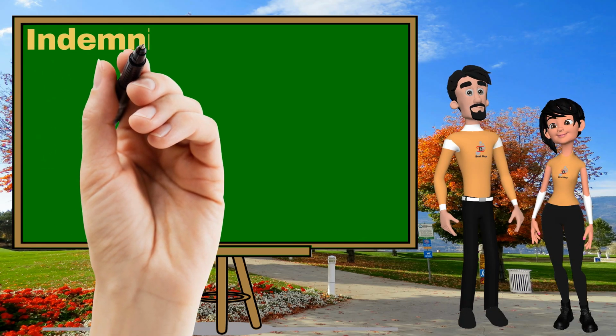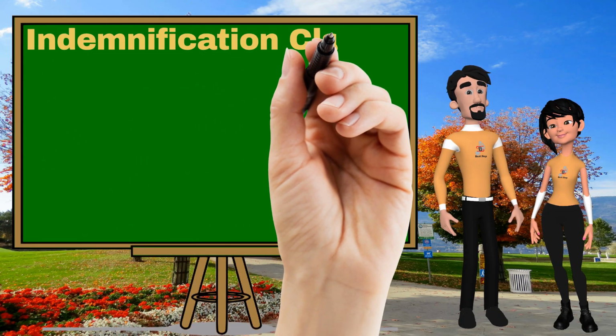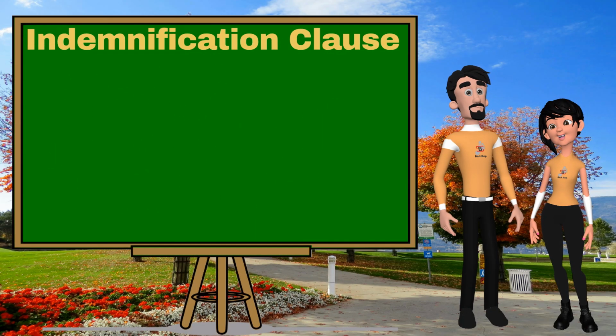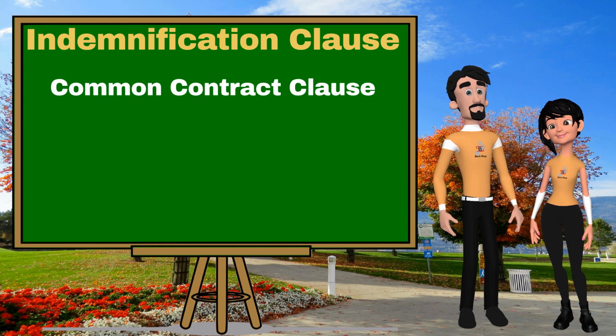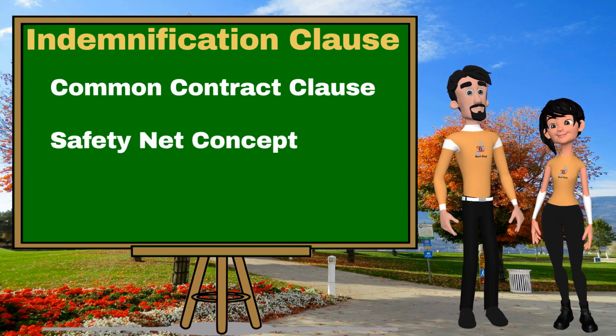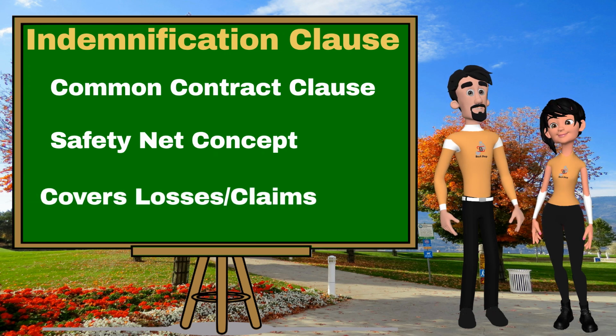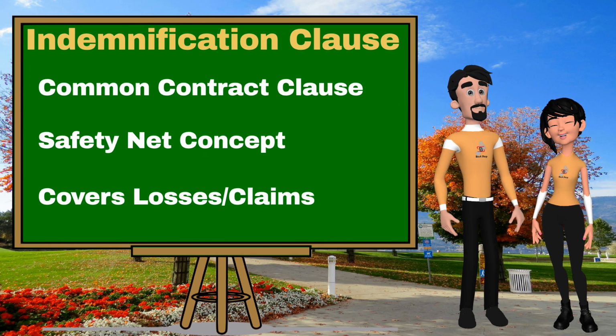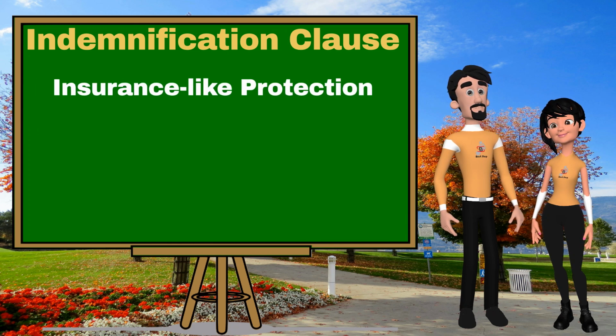Okay, what about indemnification? That one sounds like it belongs in a horror movie. It can sound intimidating, but it's actually a very common clause in contracts. Think of it as a just-in-case agreement. Basically, one party agrees to cover certain losses or legal claims the other party might face because of the contract. So, it's like insurance for the contract? That's a great analogy. It's about risk allocation.